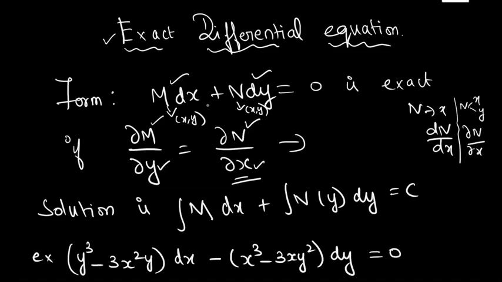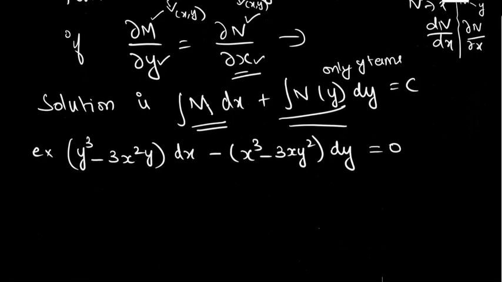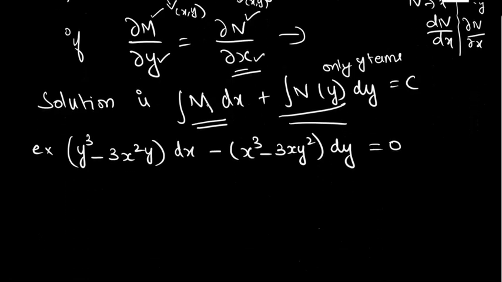So if these partial derivatives are equal, then your solution is integral M dx plus integral of N's pure y terms dy. Only the pure y terms we are going to write, and that is equal to c. For example, let us solve this problem: y cube minus 3x square y dx. Now if you see, M dx plus N dy.